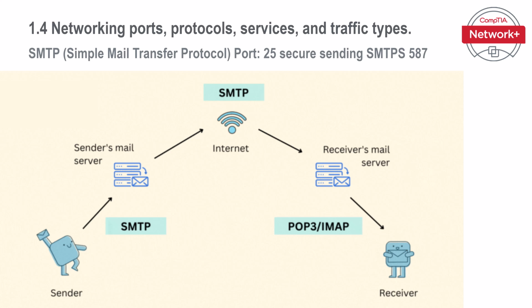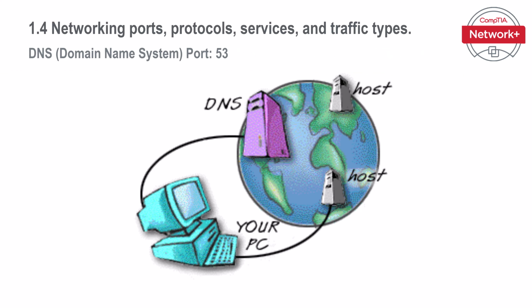For email communication, the Simple Mail Transfer Protocol, or SMTP, is used to send messages between mail servers. SMTP typically operates on port 25 for standard email transfers. However, to enhance security, SMTPS, which encrypts email traffic, runs on port 587. And the Domain Name System, or DNS, is a critical protocol that translates human-friendly domain names into IP addresses. Without DNS, users would have to remember complex numeric IP addresses instead of website names. DNS typically uses port 53 for both query requests and responses.